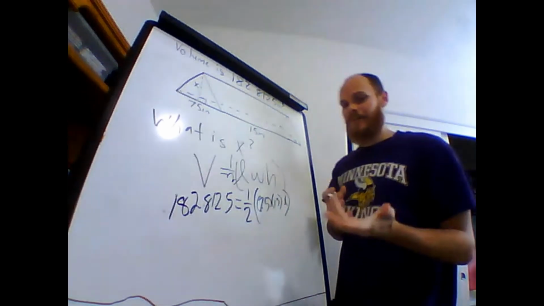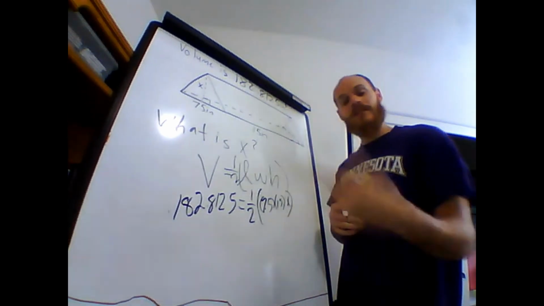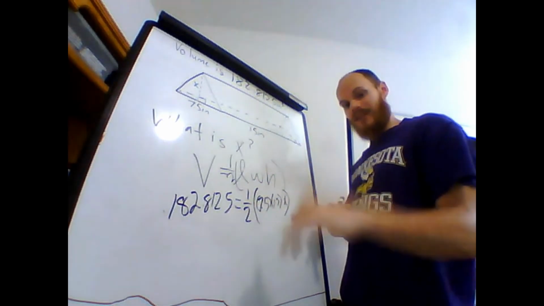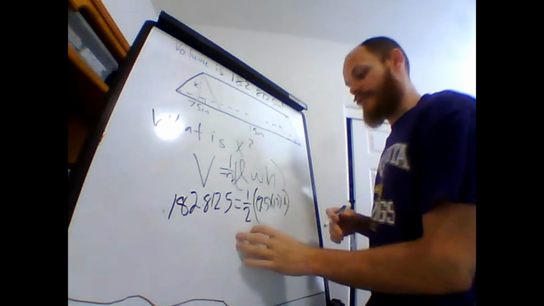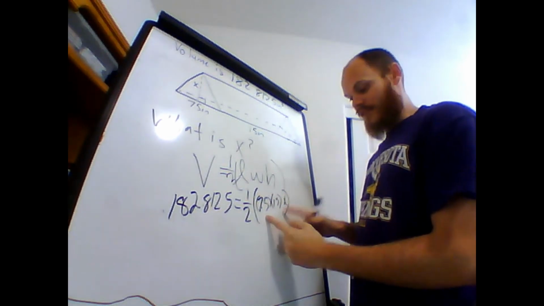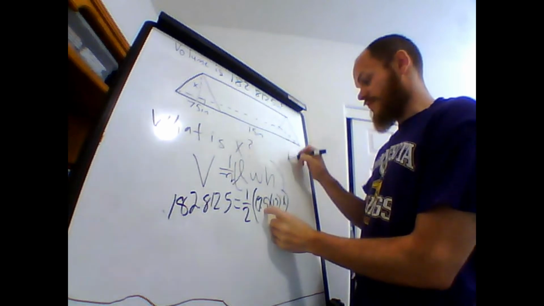Now it just becomes a basic algebra problem that I have to solve. We've done algebra problems before. If you have questions about it, let me know in the comments, and I'll be happy to add a new video for it. So now I'm going to do some solving. I'm going to do everything inside the parentheses first. So I'm going to do 7.5 times 15 first.